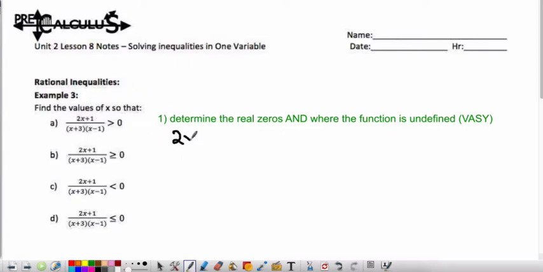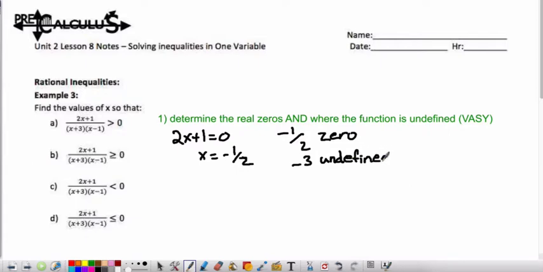Well, we have a 0. If I were to solve 2x plus 1 equals 0, and I solve this little equation here, I get x equals negative 1/2. So negative 1/2 is a 0. And then down here, well, if I plug in a negative 3, that would make this a 0, and then 0 times this would be 0. So at negative 3, it's undefined. All right, negative 3, undefined. And then here at 1, it would also be undefined.